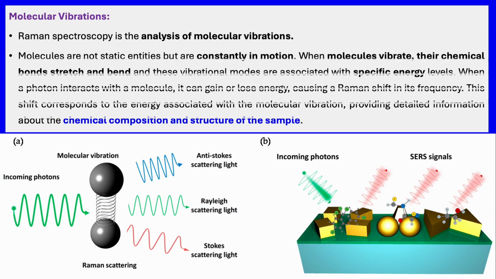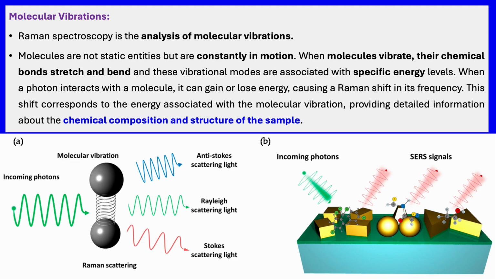So Raman spectroscopy is the analysis of molecular vibration. As we know, molecules are not static entities but are constantly in motion. When a molecule vibrates, its chemical bonds are stretched as well as bent, as I have shown in these pictures. And these vibrational modes are associated with specific energy levels. When a photon interacts with a molecule, it gains or loses energy, causing a Raman shift in its frequency. This shift corresponds to the energy associated with the molecular vibration, providing detailed information about the chemical composition and structure of the sample.